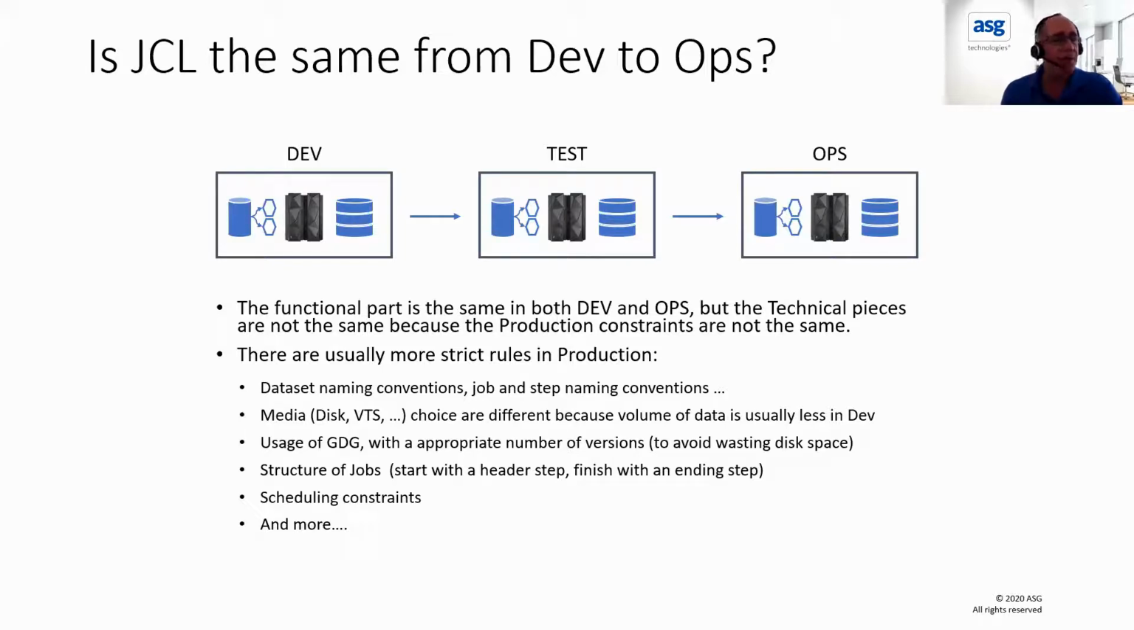Is my JCL structured? Do I have a common look to all my JCL? And then there's the scheduling constraints with your scheduling systems. Each scheduling system can have its own variable types that you're using in the JCL. Have those variables been validated? Did I create that variable in my JCL, in my scheduling system?